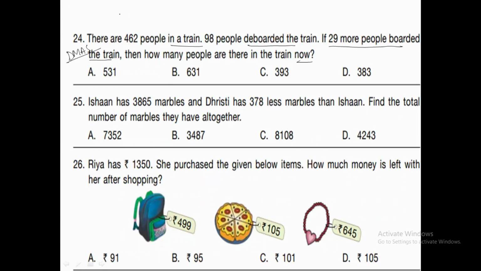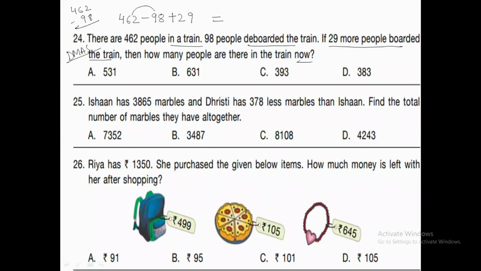So by this rule, what is happening? The total number is 462. 98 people deboarded, which means we need to subtract 98. Then again 29 more people boarded, so we need to add 29. Okay, now we need to solve it. So how are we going to solve it? First we will subtract 98 from 462. Okay, so what are we getting? So let's subtract 98 from 462.